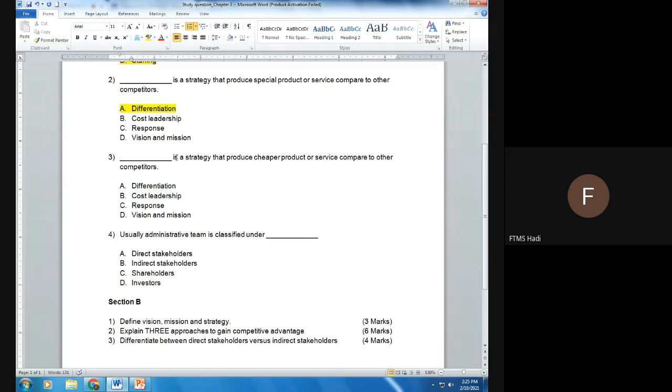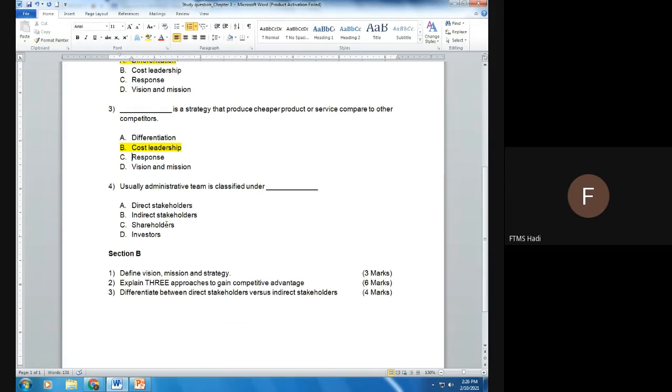Alright, the third question, is a strategy that produce cheaper product. You see the keyword here is cheaper, yeah, compared to other competitors. This is cost leadership, yeah, because they are more on a cheaper cost. Usually administrative team is classified under ini team pengurusan atau pentadbiran. So we call this as not direct stakeholder tetapi indirect. It is because dia hanya supporting role sahaja. Dia tak terlibat secara langsung in developing or completing a project. Ia hanya sebagai backbenchers sahaja.